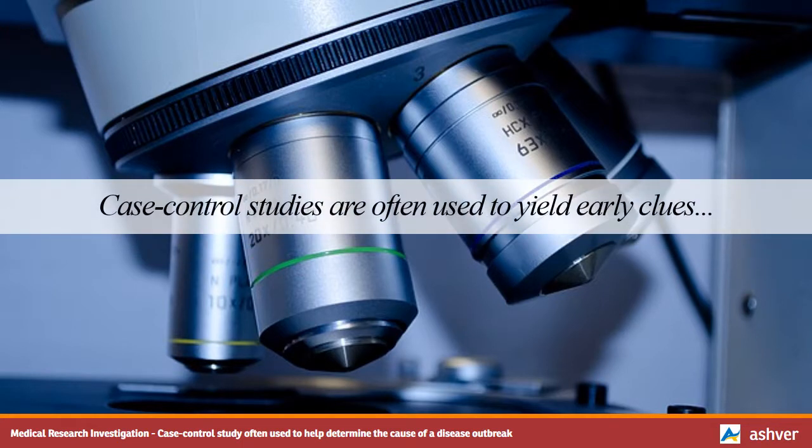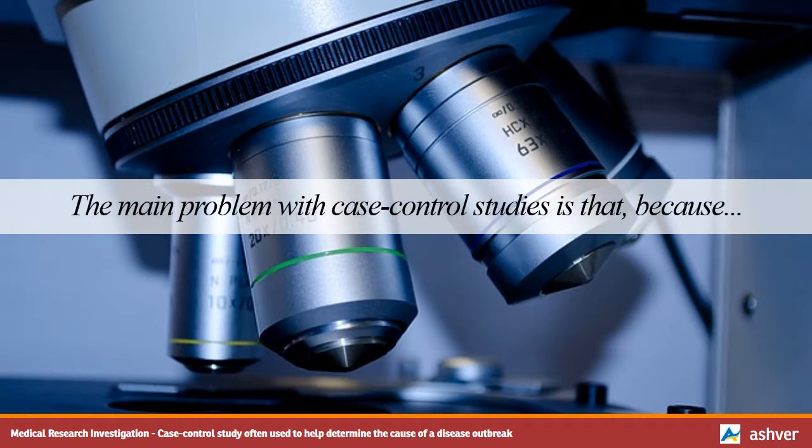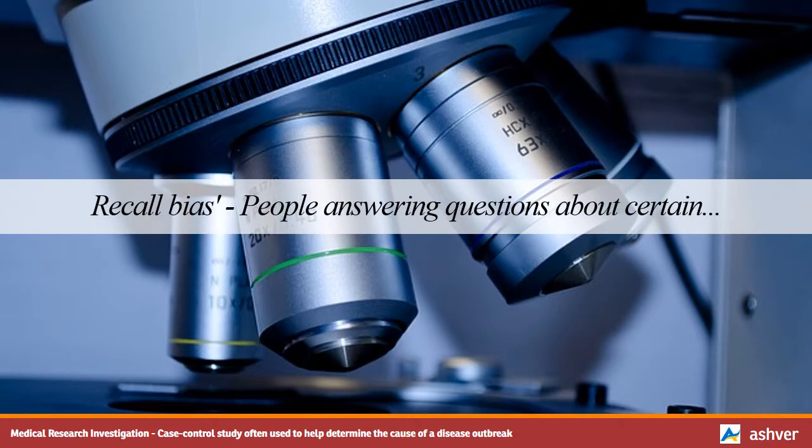Case control studies are often used to yield early clues that inform further research using more rigorous scientific methods. The main problem with case control studies is that, because they look into things that happened in the past, they are retrospective, they are not as reliable as studies planned in advance that record data at the time events actually happen. Recall bias.